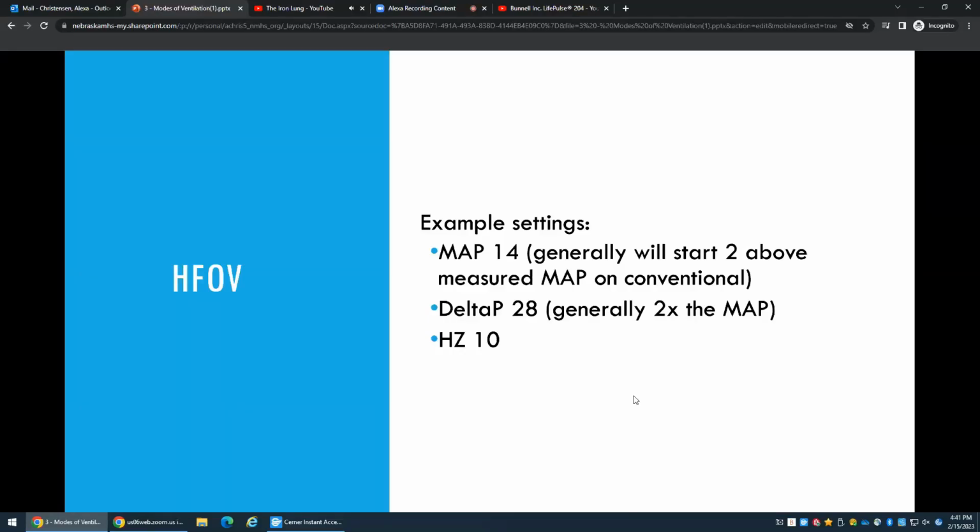We're always going to start low to be as gentle as possible. And just to reiterate, the MAP is your distending pressure, controls oxygenation, and your Delta P is essentially your tidal volume, those tiny little breaths that are going to control your CO2 or your ventilation.